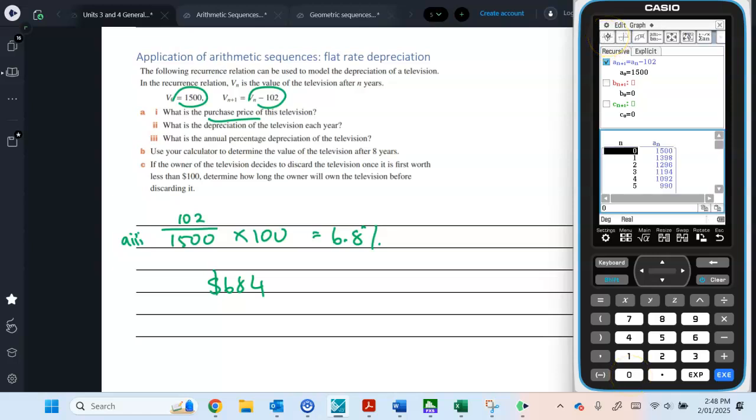1,500, and then we can just press that. So we wanted, what was it, 8 years? And there it is, 684.